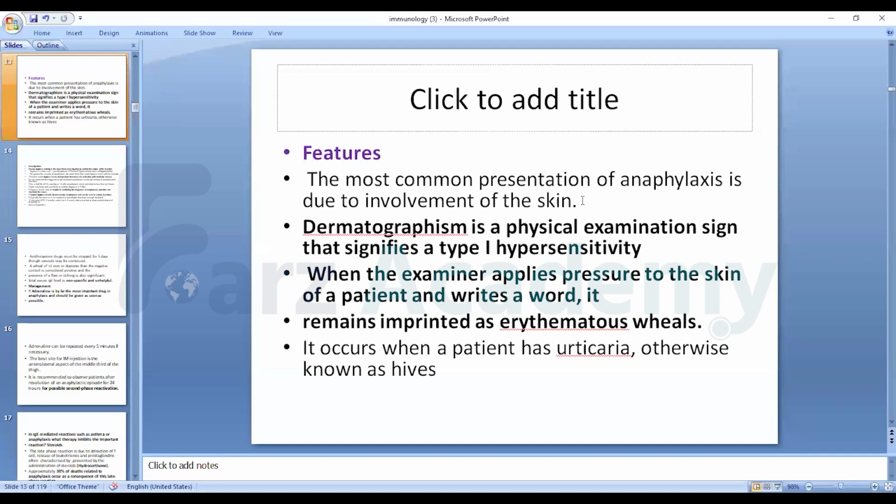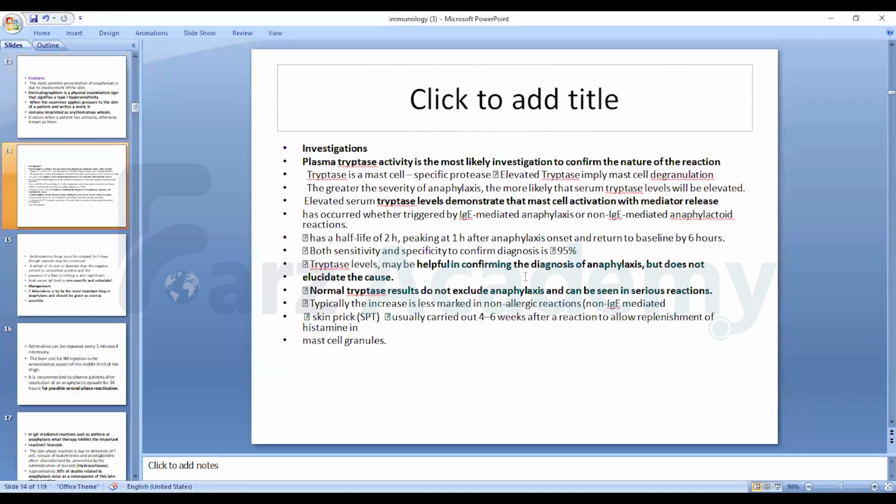Okay. So features, the most common presentation of anaphylaxis is due to involvement of the skin. So dermographism is the physical examination sign that signifies a type 1 hypersensitivity reaction. So when the examiner applies pressure to the skin of a patient and writes a word, it remains imprinted as an erythematous wheal. So that is called dermographism. It occurs when a patient has urticaria, otherwise known as hives. So you may have seen in your OPD the urticaria patient, they have dermographism.